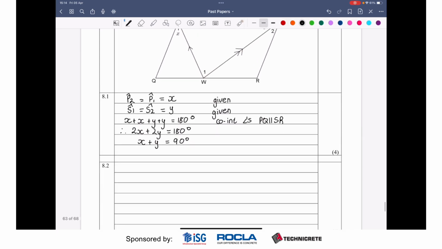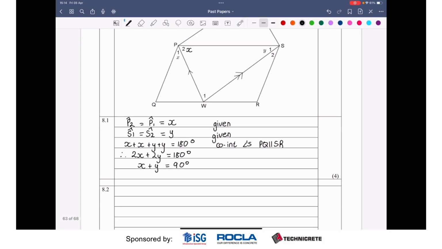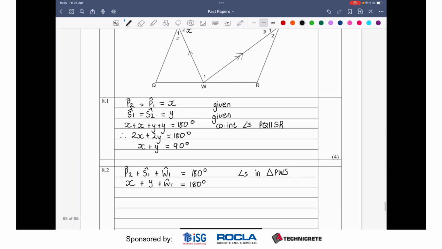So I'm going to start with, I've already said P2 is equal to x in the first question, so I'm just going to go straight in and say that P2 plus S1 plus W1 must equal 180 degrees, and that is angles in triangle PWS, and I'm replacing P2 and S1 with x and y, so P2 is x, S1 is y, W1 equals 180 degrees, and since I've proved that x plus y is equal to 90, I can just say that W1 equals 90 degrees.